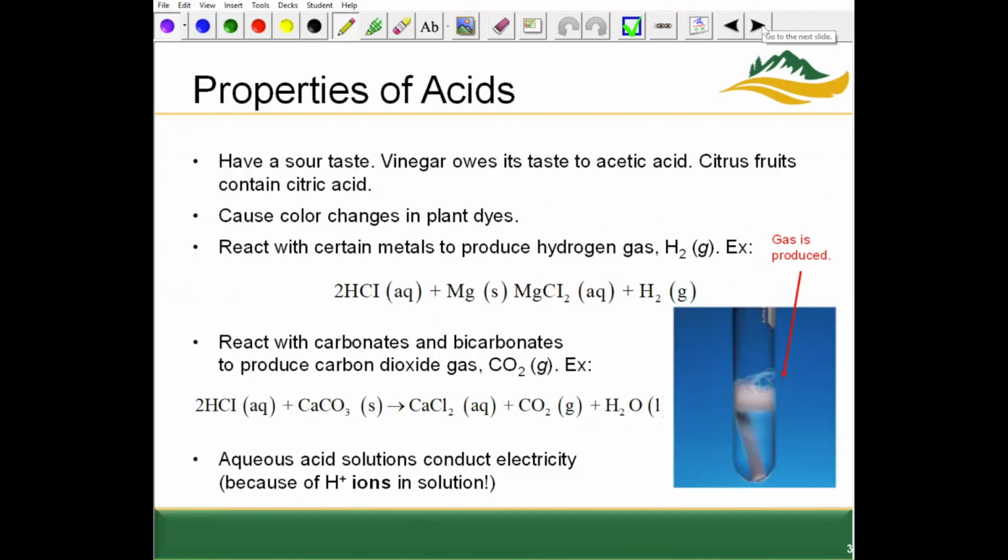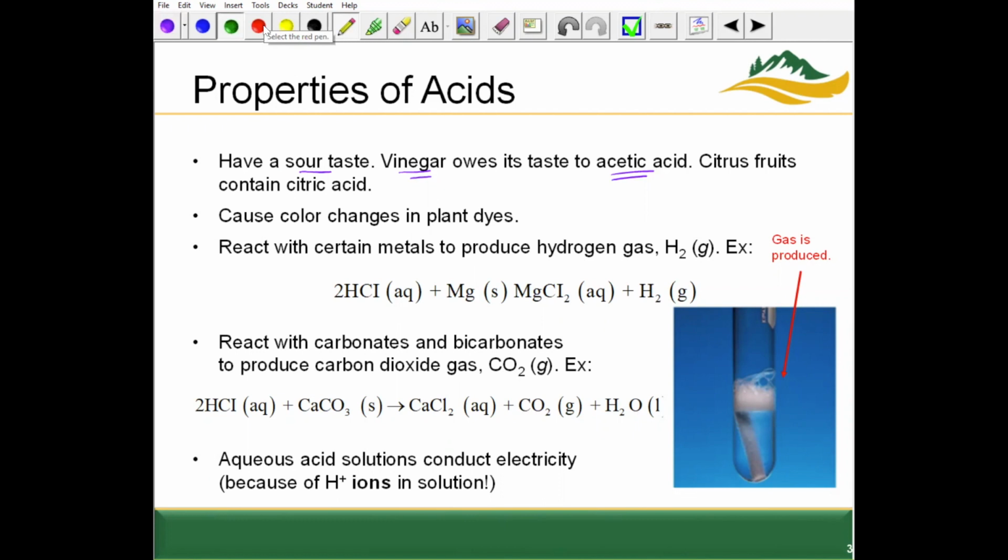First, to start out, some properties of acids. They have a sour taste. We won't be tasting any acids in the lab, but if you're thinking of foods that have a sour taste, like lemons, that is composed of citric acid, for example. Vinegar was mentioned previously too. This is made up of acetic acid.